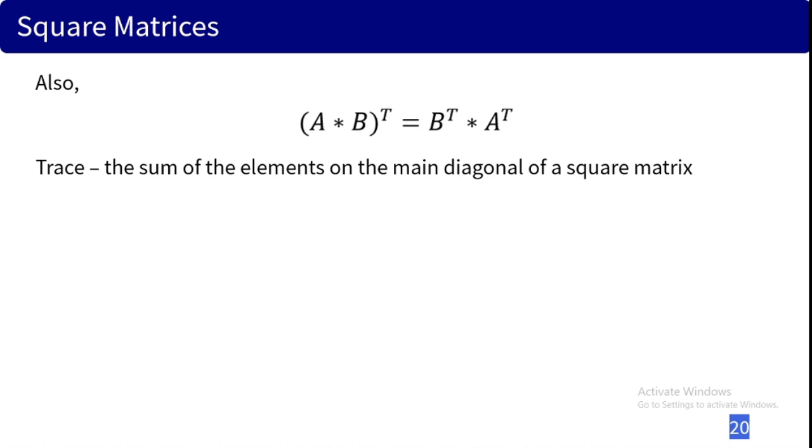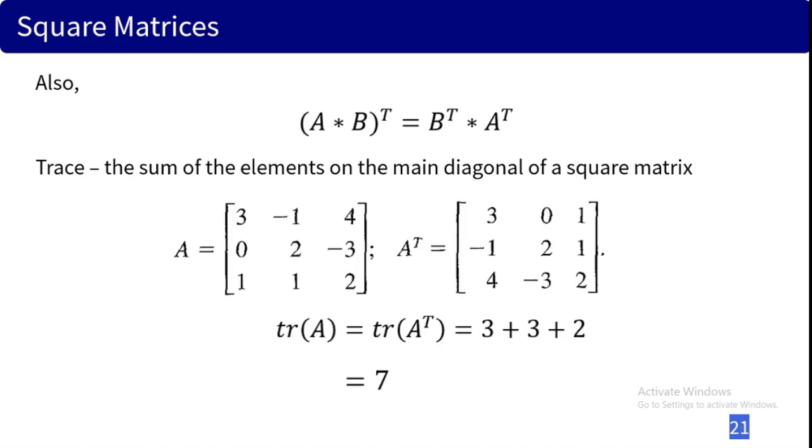Now, for a square matrix, we have a quantity called the trace. Trace is the sum of the elements on its main diagonal. For example, given the matrices below, the trace is equal to 7. We obtain the trace by simply adding the elements in the diagonal. The values in the diagonal of these matrices are 3, 2, and 2, and therefore the trace is equal to 3 plus 2 plus 2. Alright, so this is wrong, this is supposed to be 2. So 3 plus 2 plus 2, our trace is equal to 7.